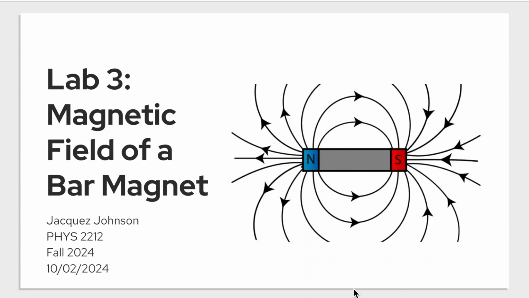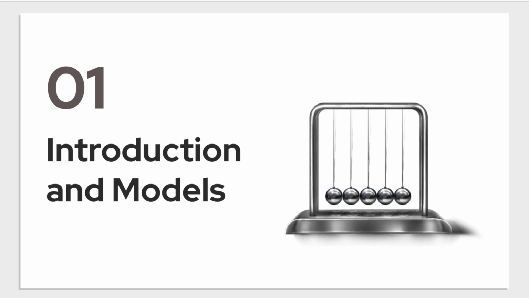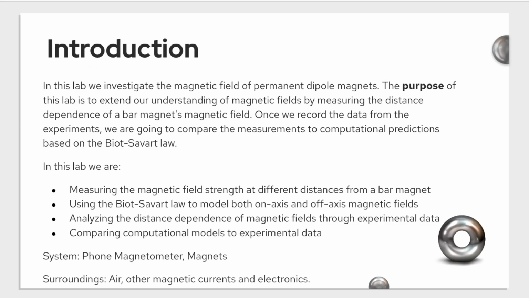Hello, my name is PHYS Johnson, and this is Lab 3: Magnetic Field of a Bar Magnet. First, we're going to start with our introduction and some models used during this experiment in this lab.